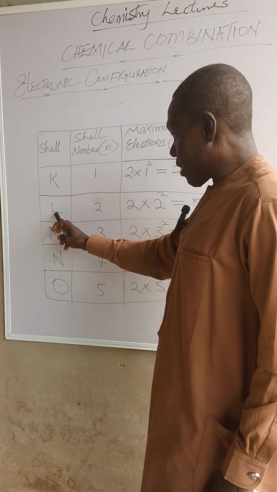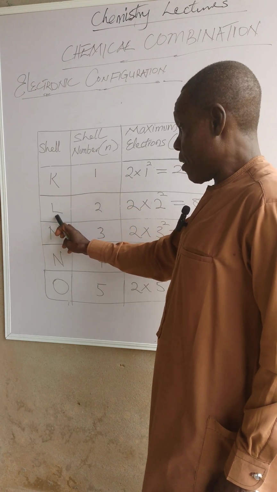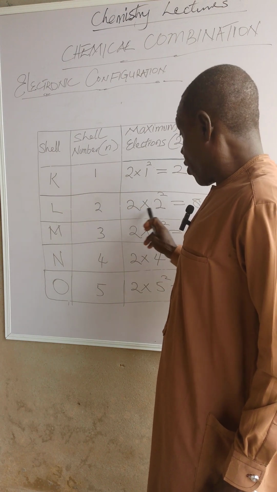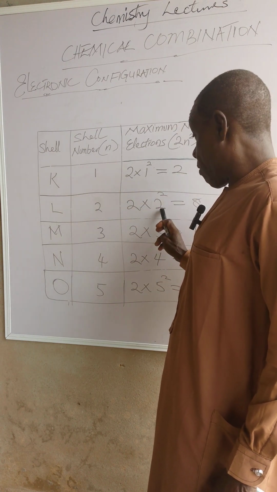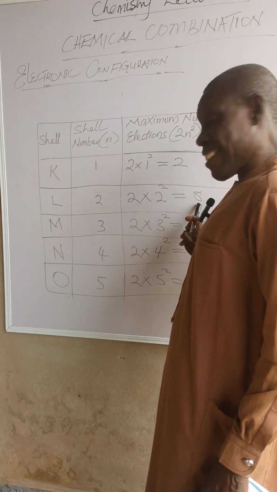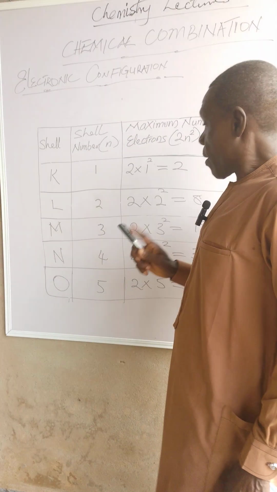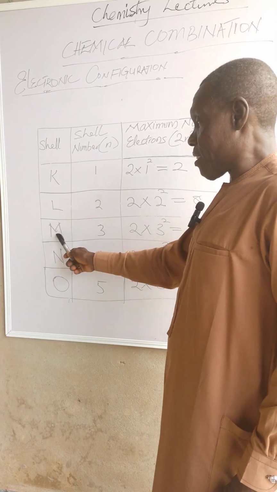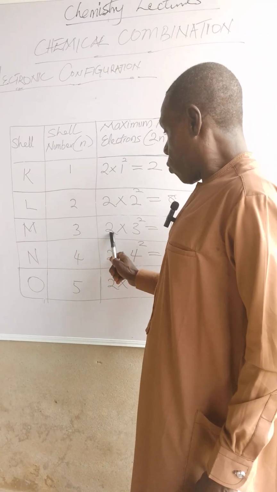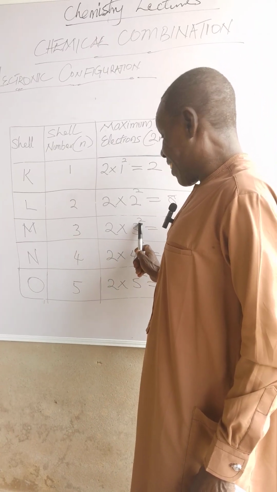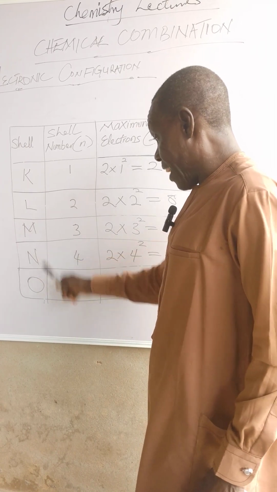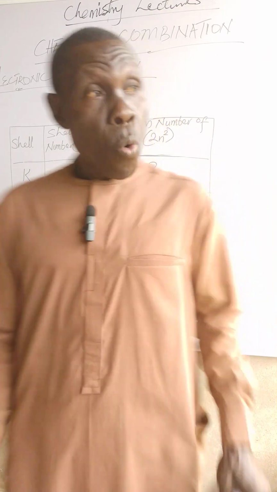When you go to the second shell, which is the L shell, the n represents now 2. So 2 times 2 squared. Mathematically, you square it first. 2 times 2 is 4. 4 times 2 will give you 8 electrons. Now the third shell is M, and the n stands for now 3. 2 times 3 squared. 3 squared is 9. 9 times 2, 18. So in that order, you can work out the N and also the last one, O.